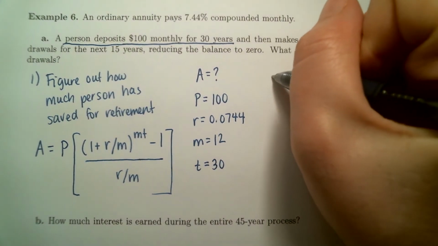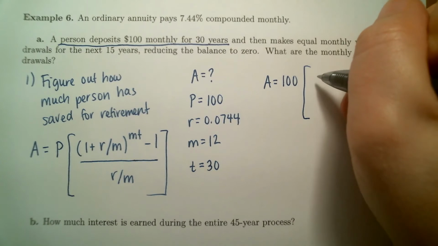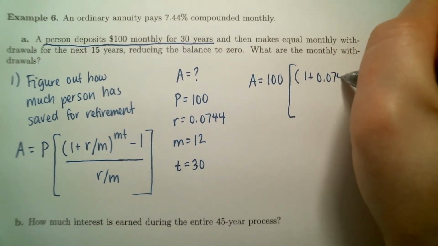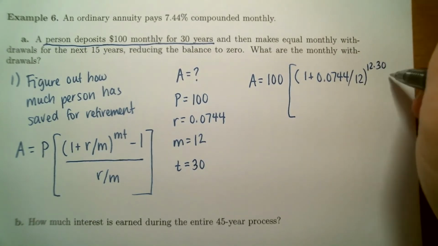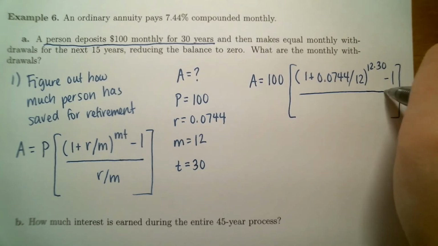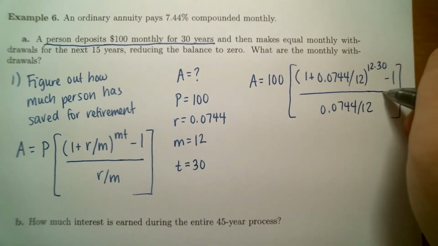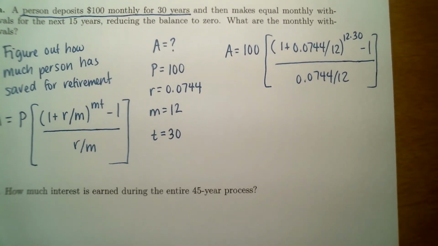So let's go ahead and plug in. It's going to look like this. Give me a second to plug everything in. All right, so here we go. This is how we're going to get the account balance. We just need to plug and chug into the calculator and get that answer. Let's get the calculator out.